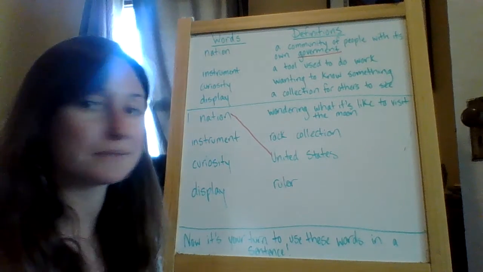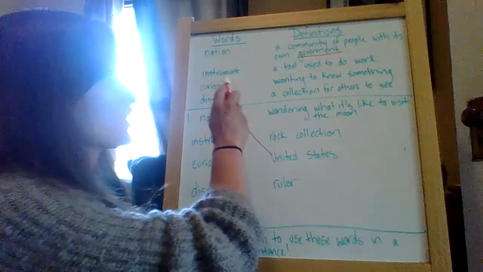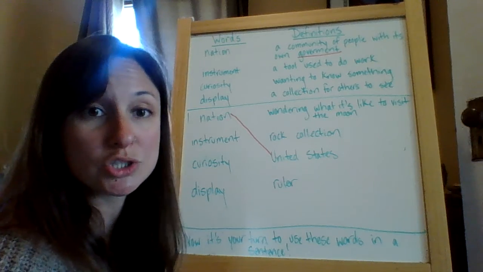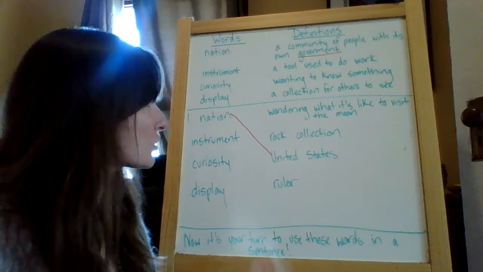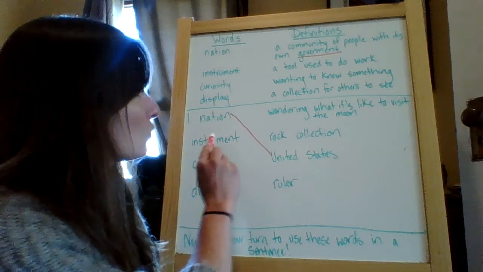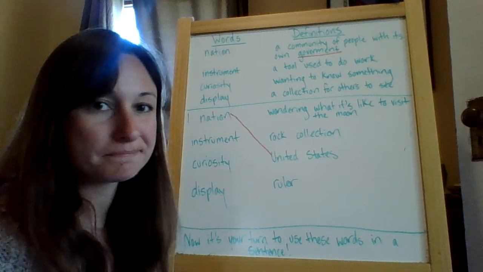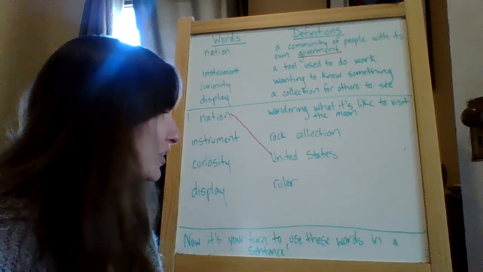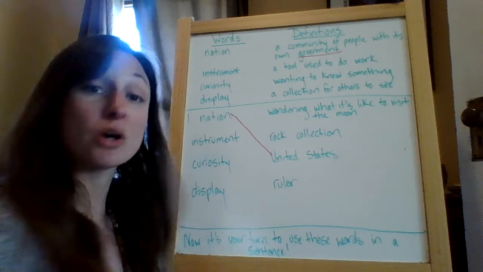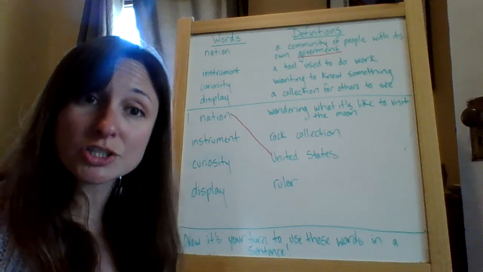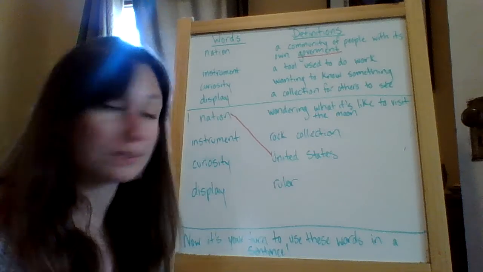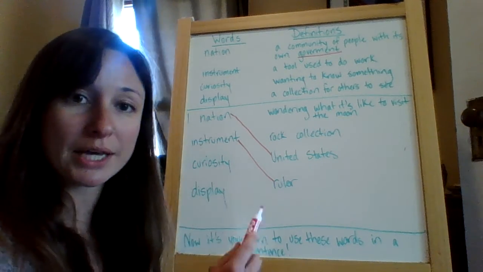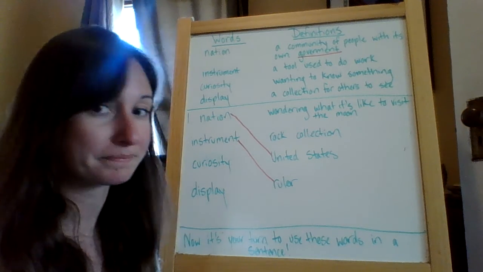Let's do instrument. So remember, our definition for instrument is a tool used to do work. So is an instrument wondering what it's like to visit the moon? No. Is a rock collection an instrument? No. And we already did United States. A ruler. A ruler is an instrument used to measure things. So yes, a ruler is an instrument. So you should draw a line from instrument to ruler.